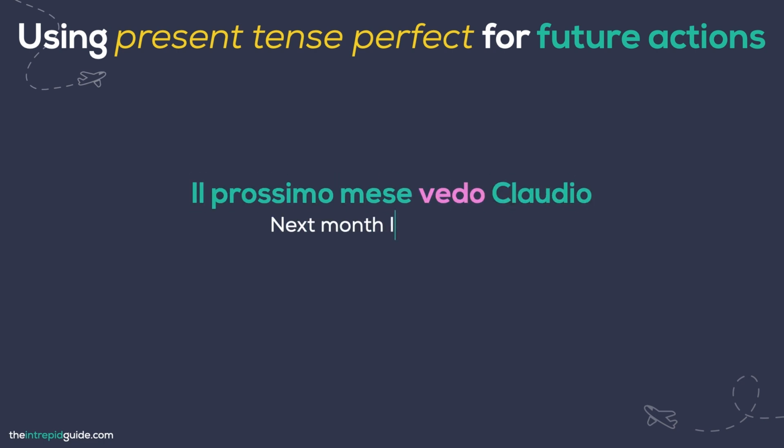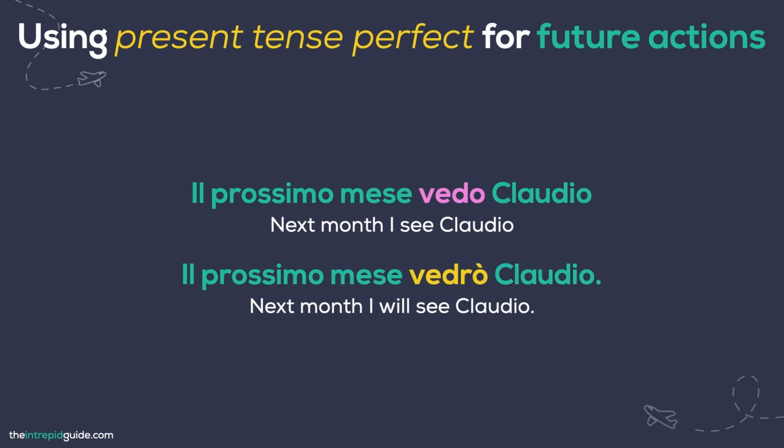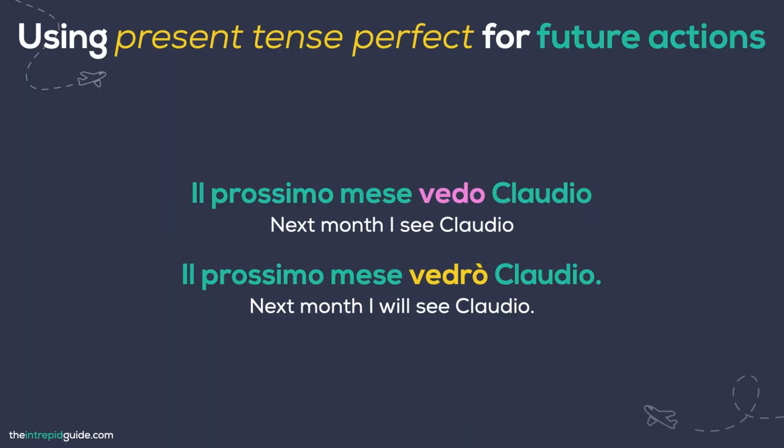Il prossimo mese vedo Claudio. Next month I see Claudio. Il prossimo mese vedrò Claudio. Next month I will see Claudio. Now both refer to the future, but the first sentence uses vedo, I see, which is the present tense, which makes it sound like seeing Claudio is just like a normal part of your plan. The second sentence with vedrò, I will see, in the future tense adds a bit more emotional weight, suggesting that you're looking forward to it.